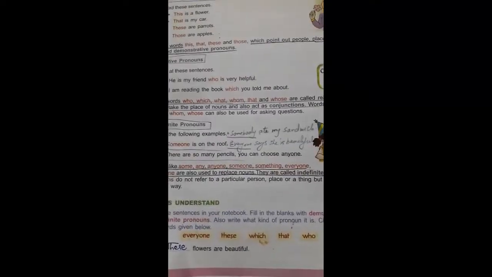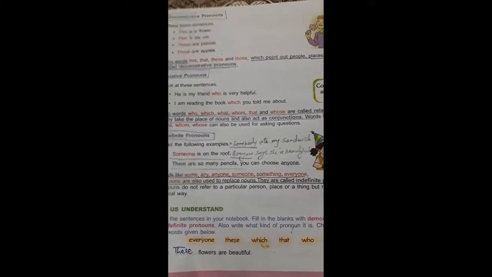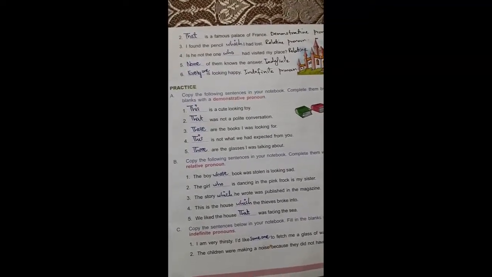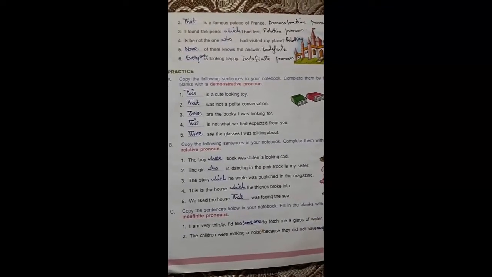Dash flowers are beautiful, and you can fill it up with a demonstrative pronoun. These flowers are beautiful. Second, that is a famous palace of France. You have to fill it up with that, and it is a demonstrative pronoun. Third one, I found the pencil which I had lost, which is a relative pronoun, and we have mentioned it in front of the sentence because we have plenty of space and we can write it in front of each statement.